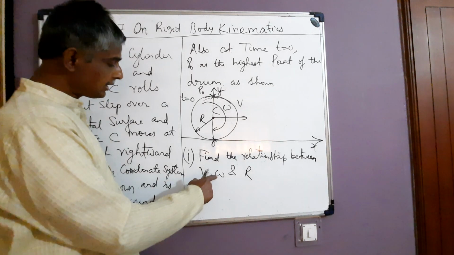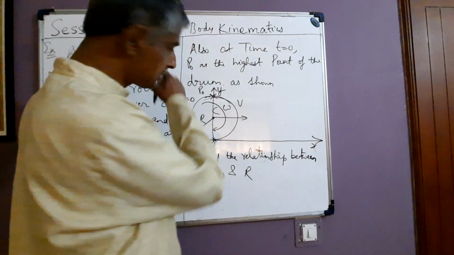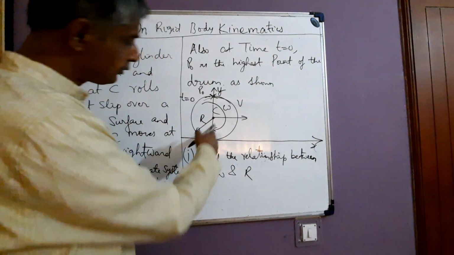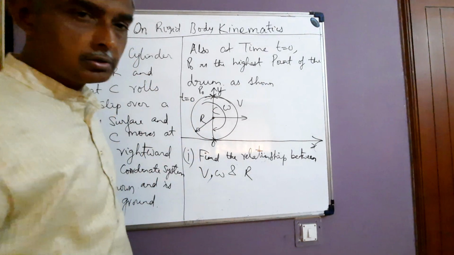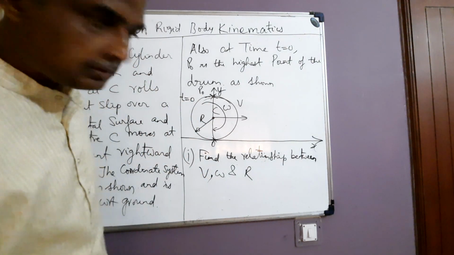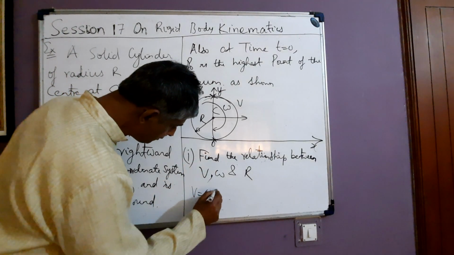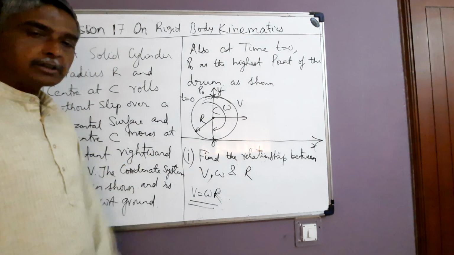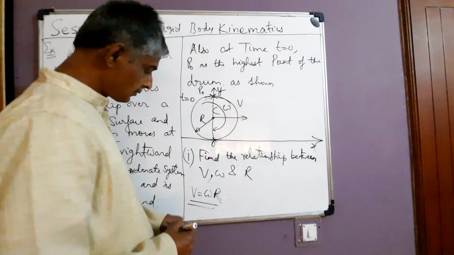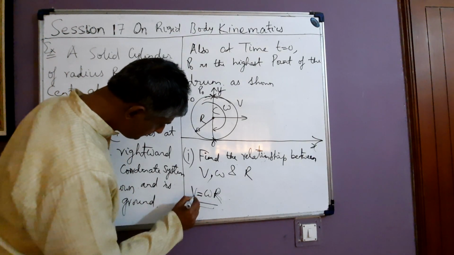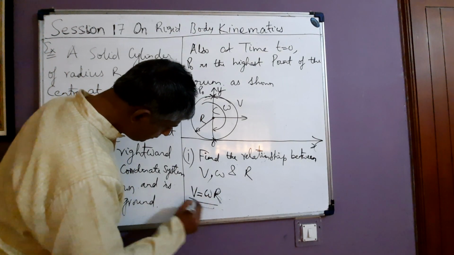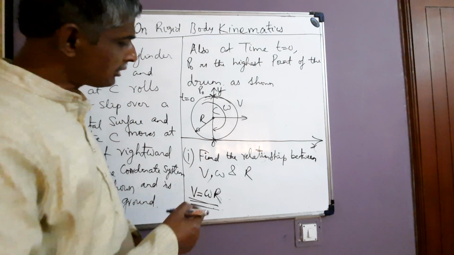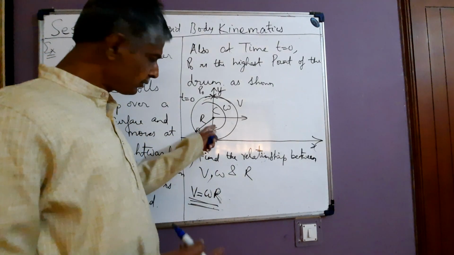Now the relationship between v, omega and R has already been found in the previous video, the 16th video on rigid body kinematics. If you want, you can refer to that video; the proof has been given in the beginning itself. So the answer is just v equal to omega R. This comes from the pure rolling criteria. This is the required relation. But why should I tell you to refer to the 16th video? I'll prove it here itself.